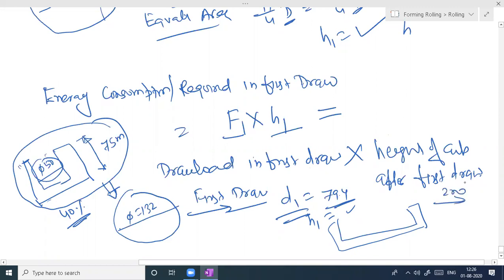Second draw you have to take. But they have asked you to calculate only the force and energy that must be applied for the first draw with 40% reduction. They have not asked you to make a cup. There will be a second draw, but they have not told the reduction in the second draw. Generally, we take 50, 25, 25. But here it is clearly mentioned in your problem that 40% reduction you have to take.